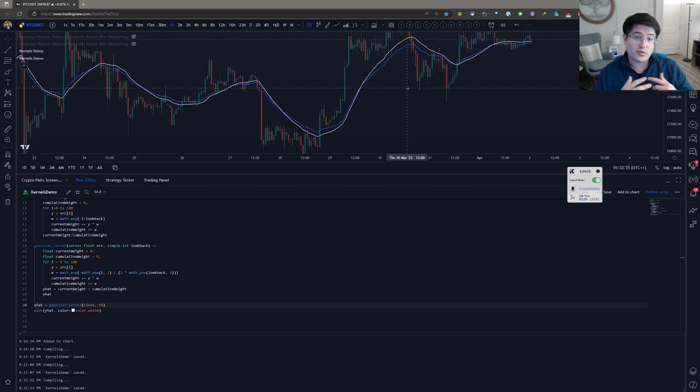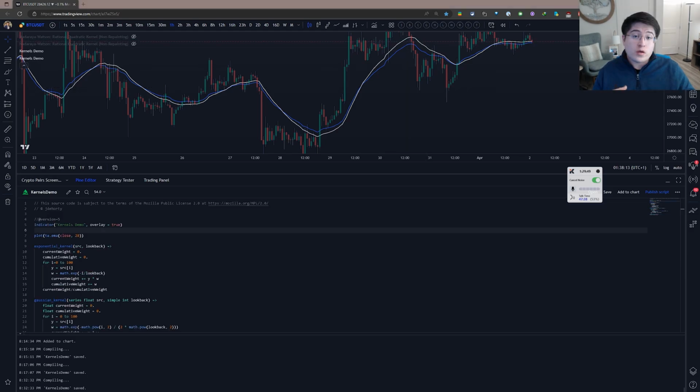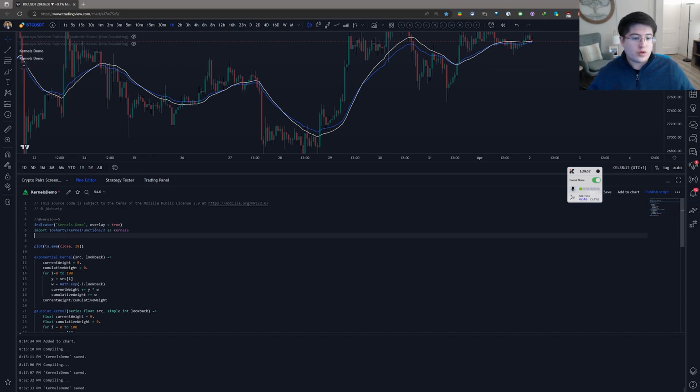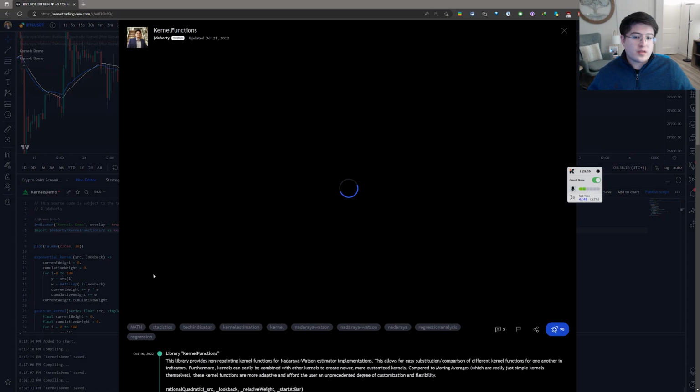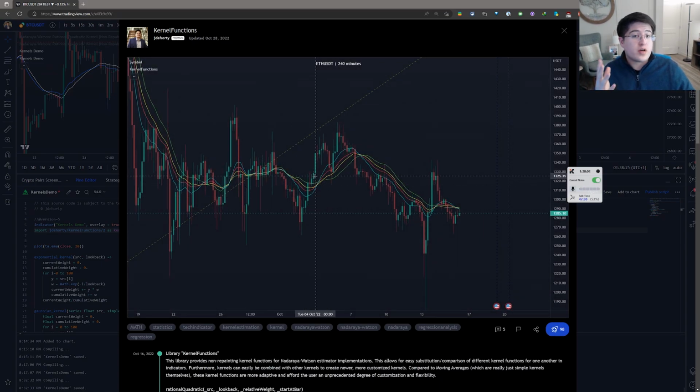So it's pretty neat because the Gaussian moving average is not very convenient to implement. It's actually pretty challenging. Some people in TradingView have tried it. But this is a way that you can simulate it using a simple Gaussian kernel regression. So that's the general idea behind it. And I've actually made a library called the kernel functions library, which you can see right here. And this actually gives you access to all different types of kernels.